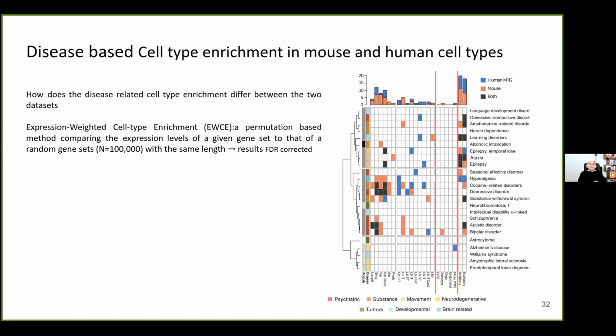We also looked at the enrichment, which is different from the expression pattern. Here we are looking at the level of expression, and we are asking if for a given gene set, the expression is higher than random. And we use the EWCE method, which is basically comparing the expression level of a given gene set to 100,000 permuted gene sets with similar lengths. And the results are FDR corrected.